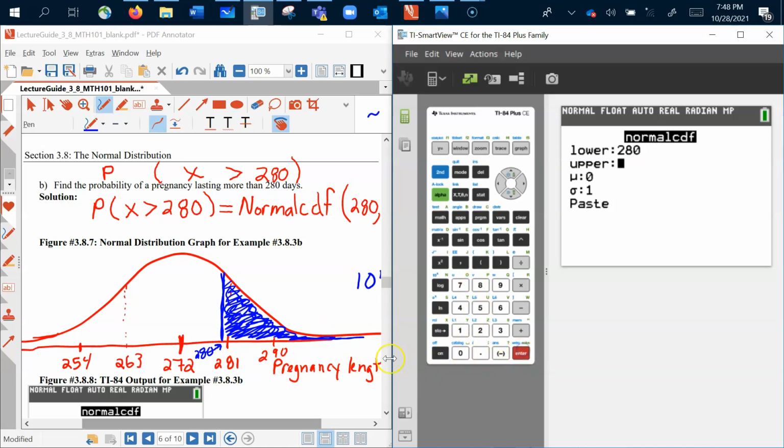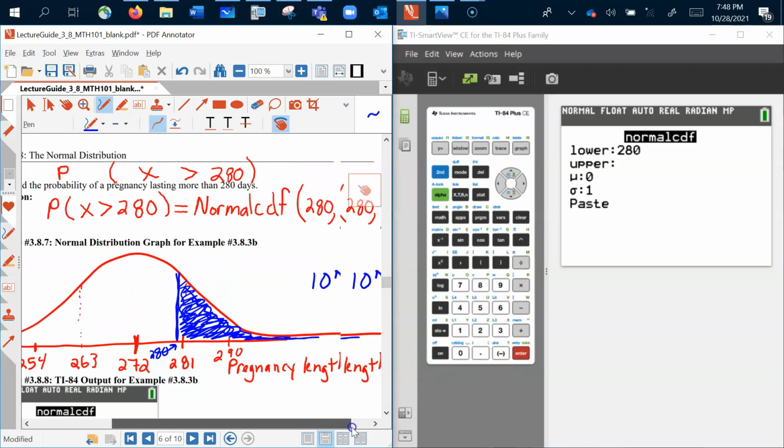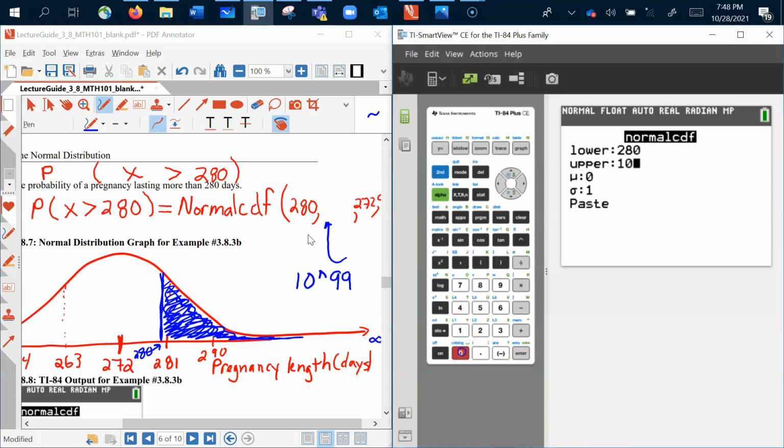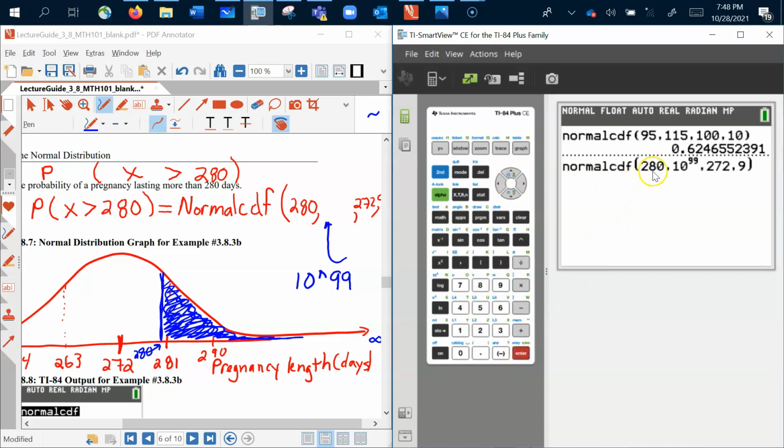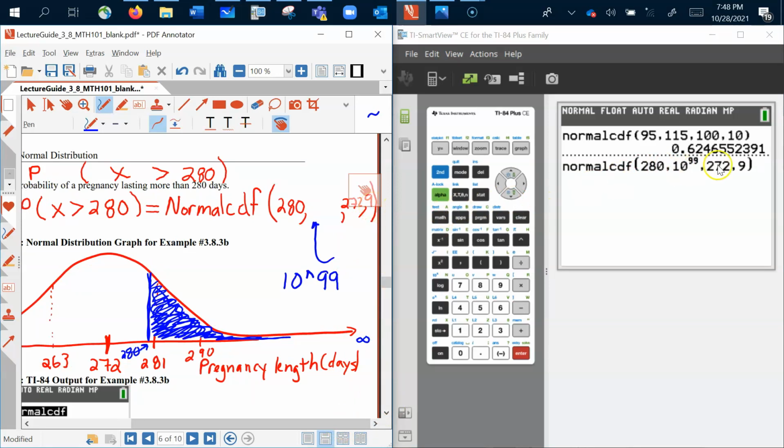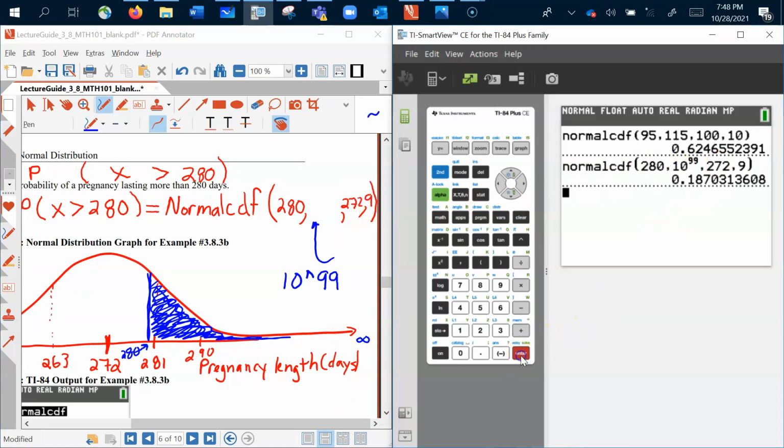The upper value, well, I can't put infinity into my calculator, so I'm going to put instead 10 to the power, there's my caret, 99. The mean is going to be 272, and the standard deviation is 9. I'll hit enter and paste. So there's 280, 10 to the power of 99, 272, and I had a 9 at the very end. So hitting enter there, 18.7% is going to be the area underneath that curve.